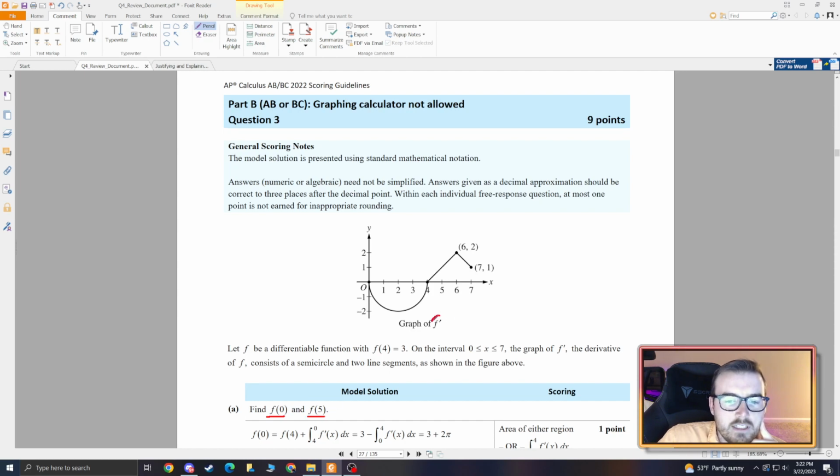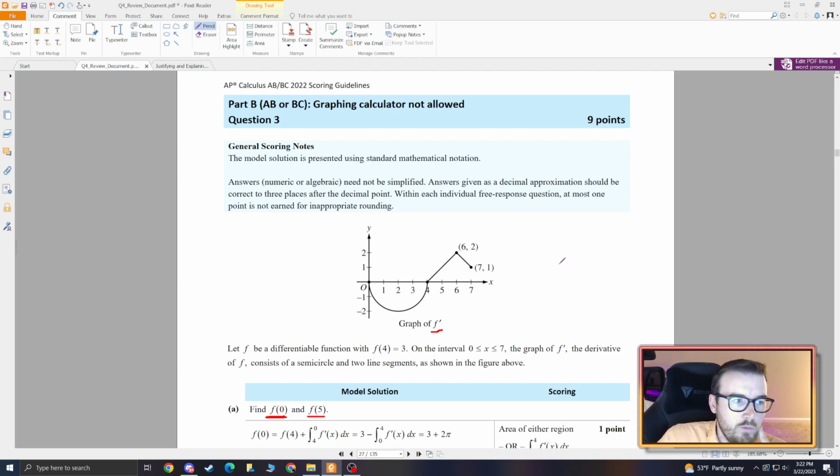They gave us f prime. So, if this were f, this would be the easiest question ever. You would just look at this point and go, oh, that's at 0, so f of 0 is 0, and f of 5 appears to be at 1, right? But that's not what we're doing. I wish it was, but it's not. So, how do we use the graph of f prime in order to solve for the values of f?